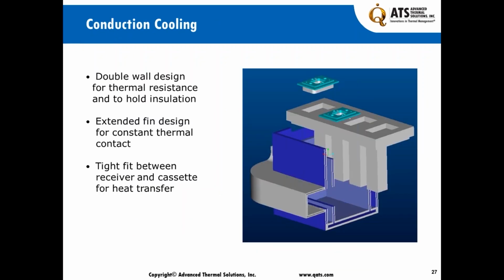So the conduction aspect of it, you see the CAD model of the system. You have the cassettes that are going into this carrier or cassette receivers, and it looks like a heat sink that's going to go into the slurry, where a slurry is flown here. And the drawings that you saw earlier that showed how the convection is taking place are shown here. So: double wall design for thermal resistance and holding the insulation.